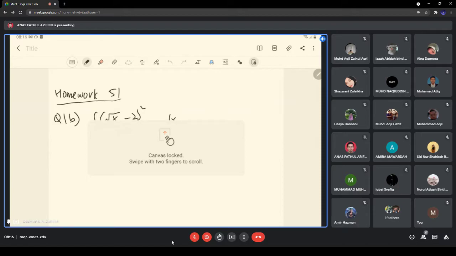Okay, so question homework 51, question 1B. Okay, so in order to integrate these functions, first we need to expand this power of 2. So when we expand, this one, square root of x squared, that means we have x. And then we multiply square root of x with -2, and then multiply by 2, so we have -2 square root of x. And then this -2 we square, so we have shortcut, we have 4.